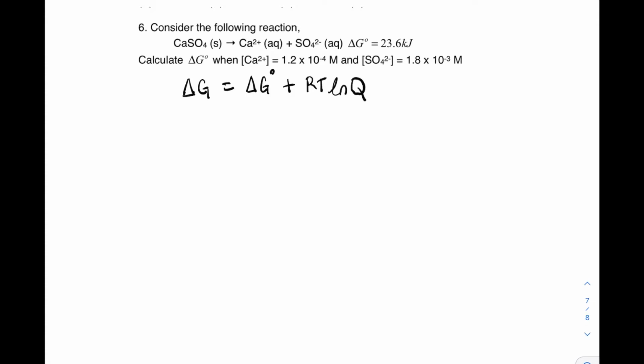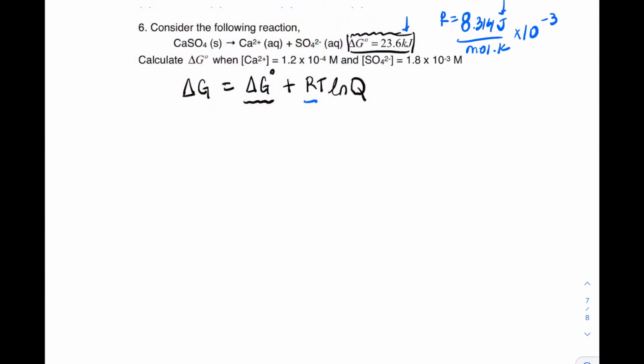First of all, we know what delta G naught is. That's this value right here. I'll use different colored pens so we can know where these plug into the formula. R is a constant. R is 8.314 joules per mole per Kelvin. You can see how this is kilojoules and this is joules, so I'm just going to multiply this by 10 to the minus 3 when I plug it into the math so that it works out.